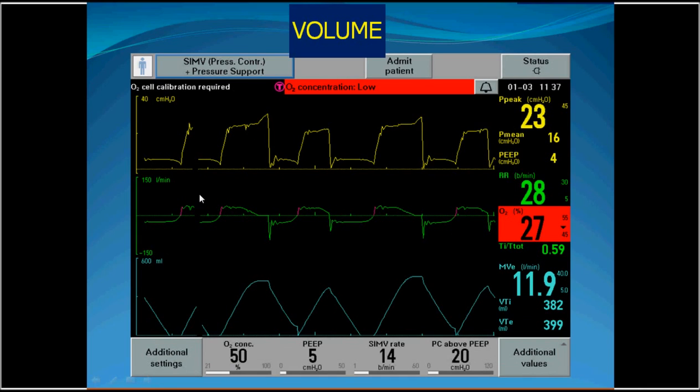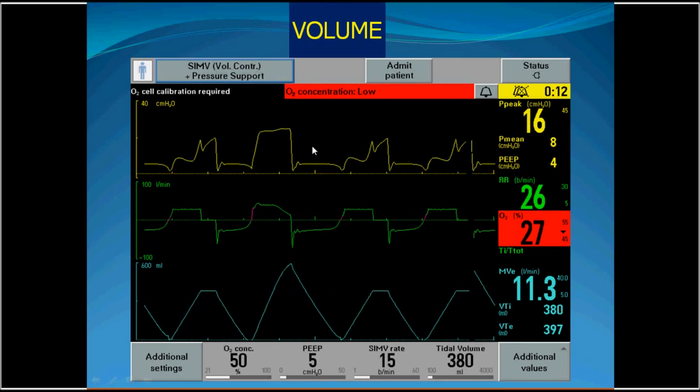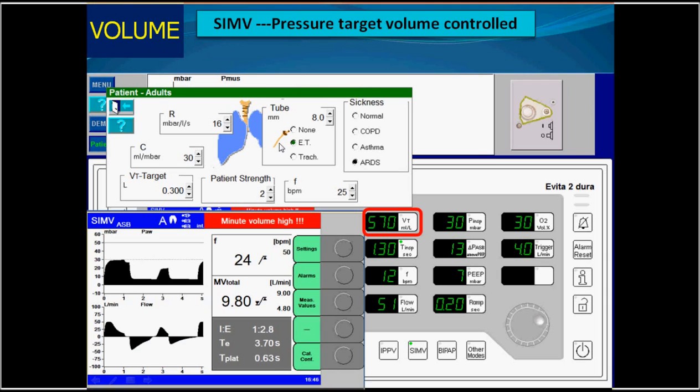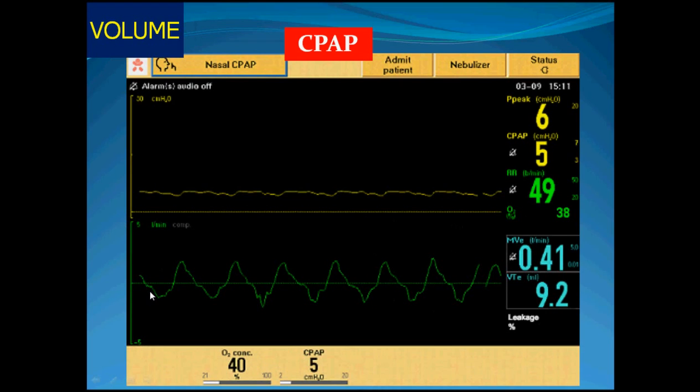This is SIMV. It is a combination of one mandatory breath and one pressure support breath. This is volume. So the volume I've mentioned, this is preset. The pressure support is defined by the data I've mentioned before. And this is a volume, and this is a pressure support. This is the pressure target volume controlled in the SIMV. This is a mandatory preset tidal volume, and in this pressure support breath, the tidal volume will be defined by the pressure and the inspiratory time.